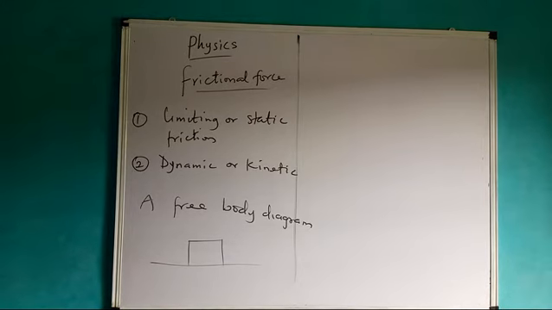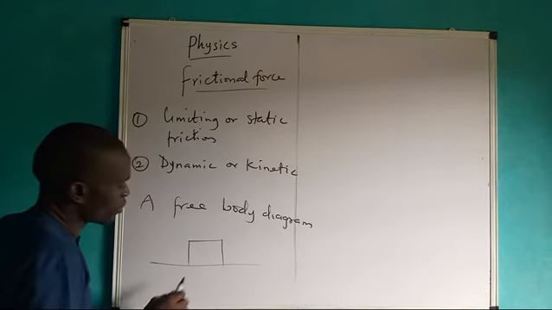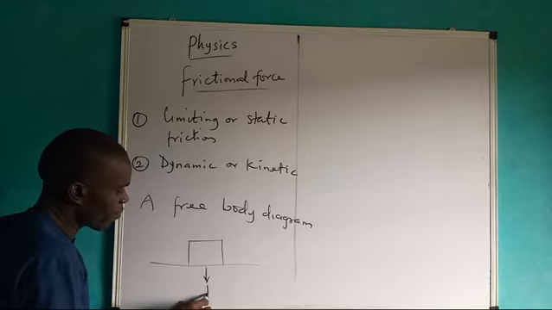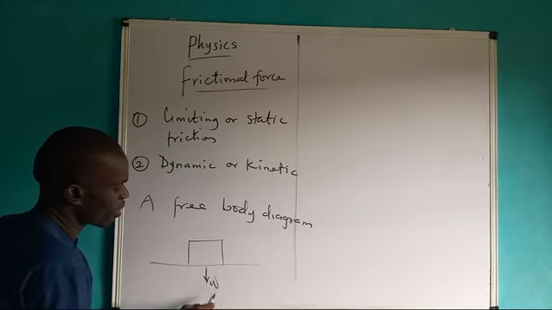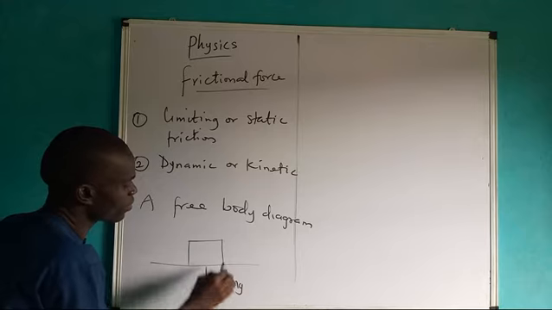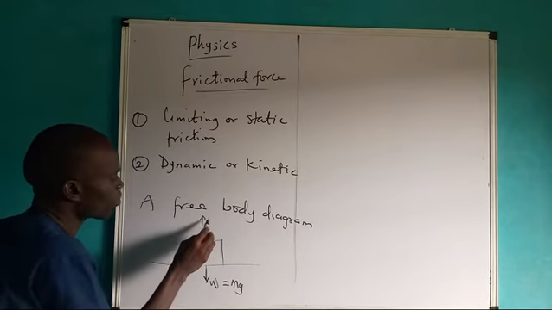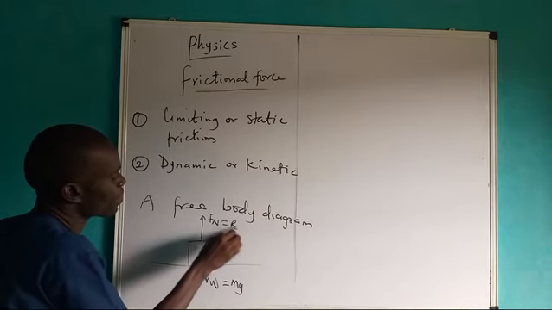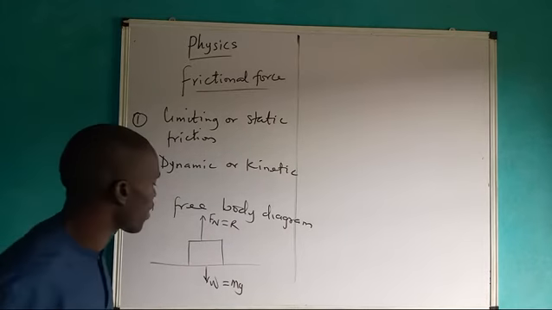Now, in this block, you know that it exerts a force, and that force is known as W, which is weight. We also have another force acting upward, and this one is the normal force, and sometimes we can call it the normal reaction.